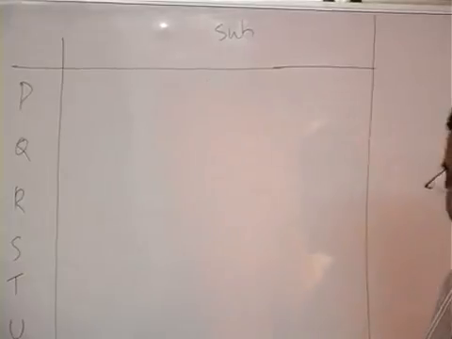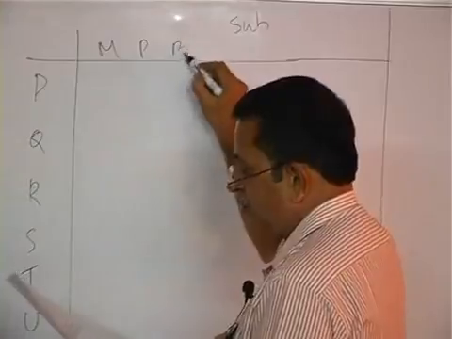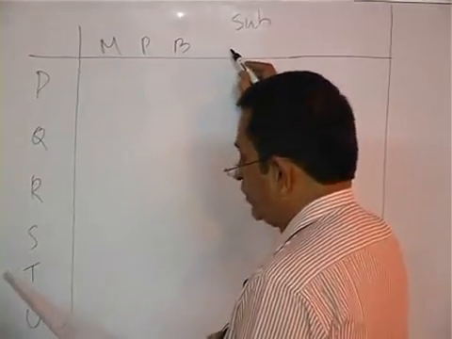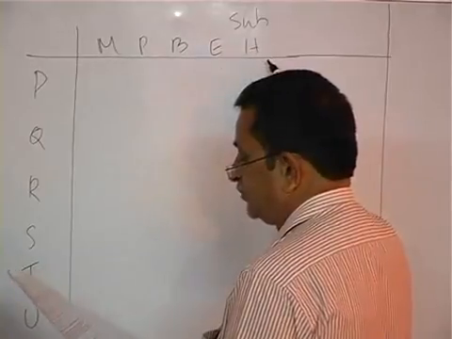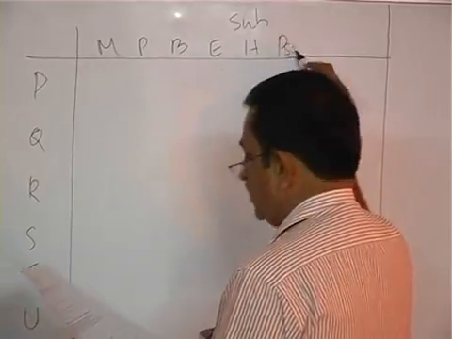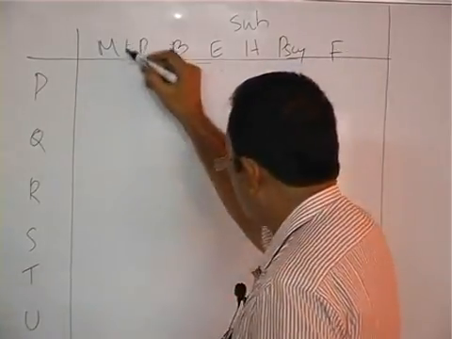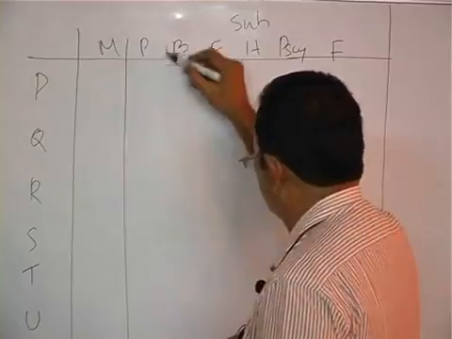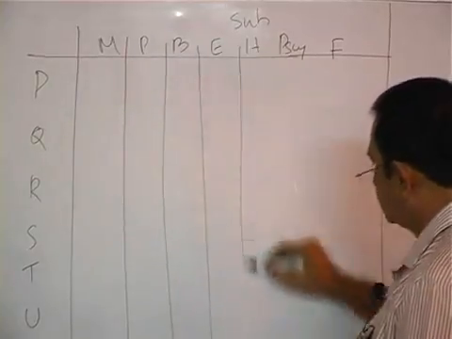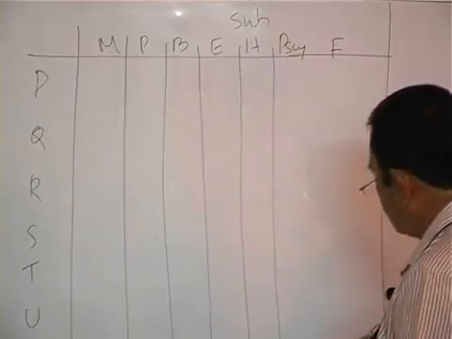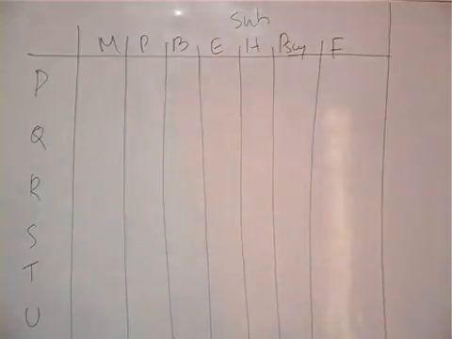7 different subjects: maths, physics, biology, English, history, psychology and French, not necessarily in the order. Means P is teaching maths, no. 7 persons are there teaching 7 subjects. Subjects you have taken here.